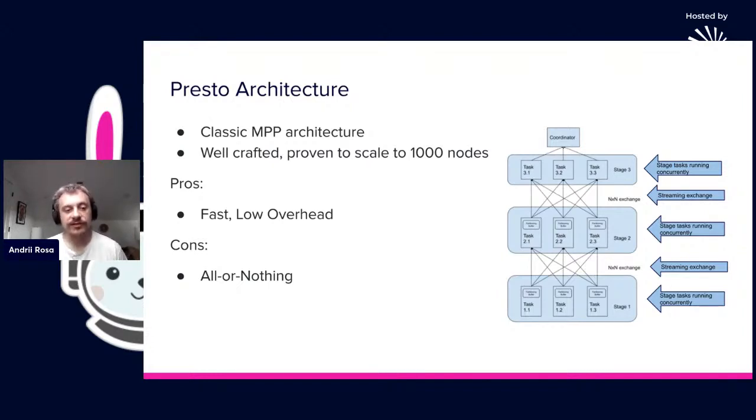This model allows us to achieve very low latency with no checkpoint overhead, so it works great for interactive queries. It is also very well parallelized, so it scales quite well. It scales to 1,000 nodes, proven. However, at the same time, it is quite inflexible.